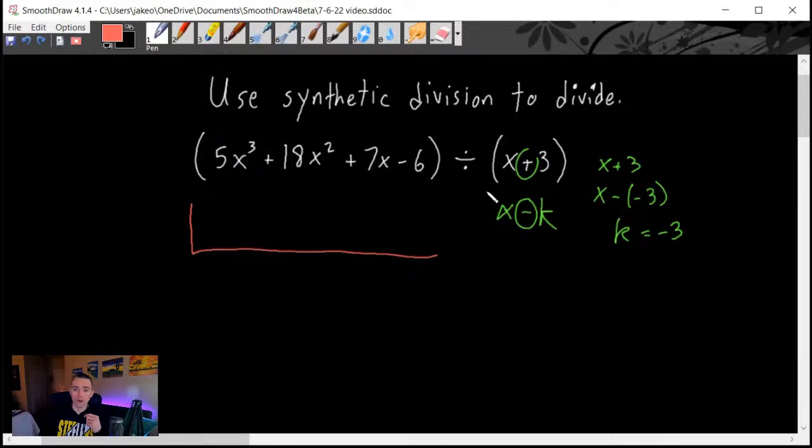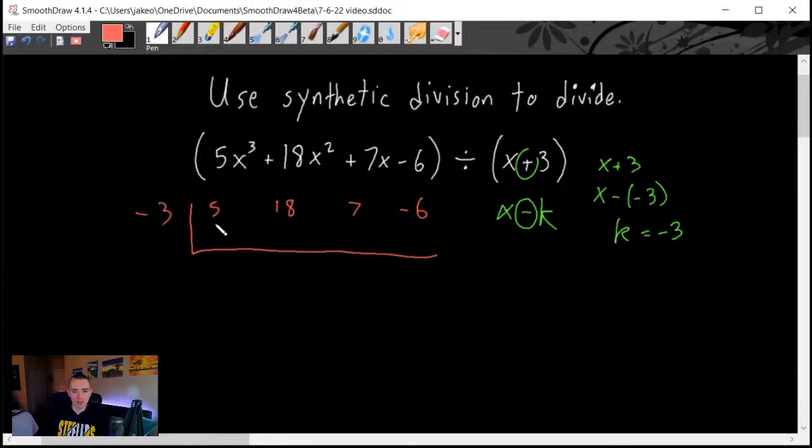Once you've confirmed that it's in that order, you can take the coefficients of each of those terms and write them in this little L-shaped division curve. So we're going to take 5, write it here, 18, write it here, 7, write it here, and then negative 6, write it here. Be careful, make sure the sign lines up with the numbers you write here. And then we're going to write our k over here. So we're just going to write negative 3 over here. So this is always going to start out the same way.